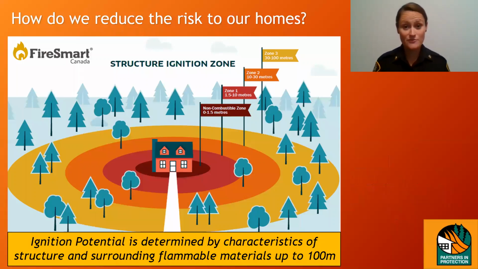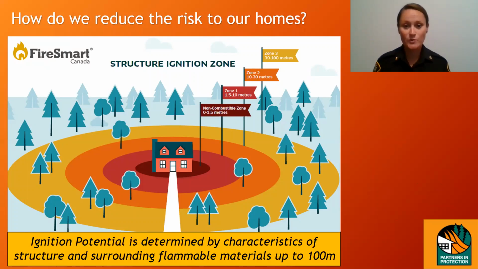So, how do we reduce the risk to our homes? Post-fire studies, experiments, and models have shown that homes typically ignite due to the condition of the home itself and everything around it up to 100 meters from the foundation. FireSmart principles are designed to mitigate a home's vulnerability to wildfires, starting with the structure itself and working outwards to that 100-meter mark. For FireSmart purposes, the treated areas have been broken into 4 zones.